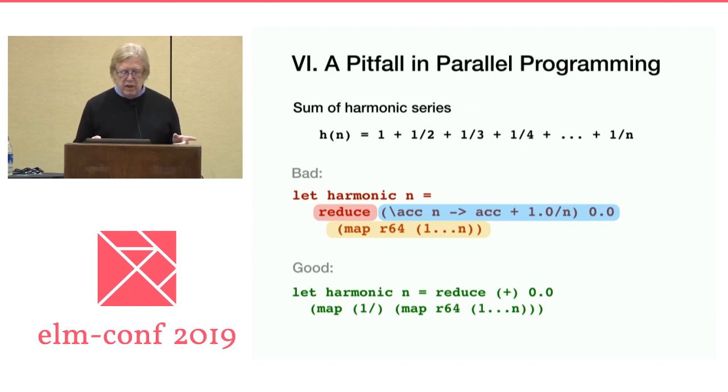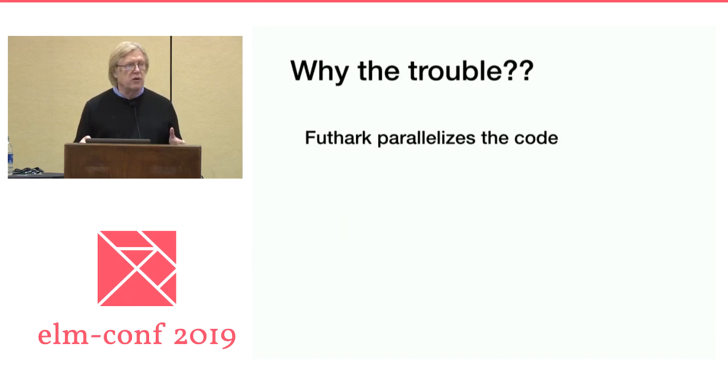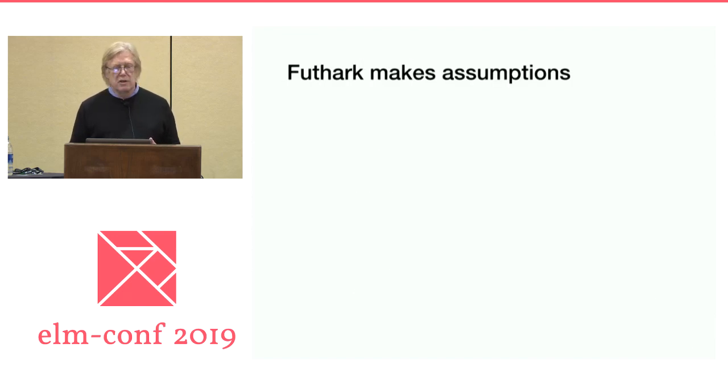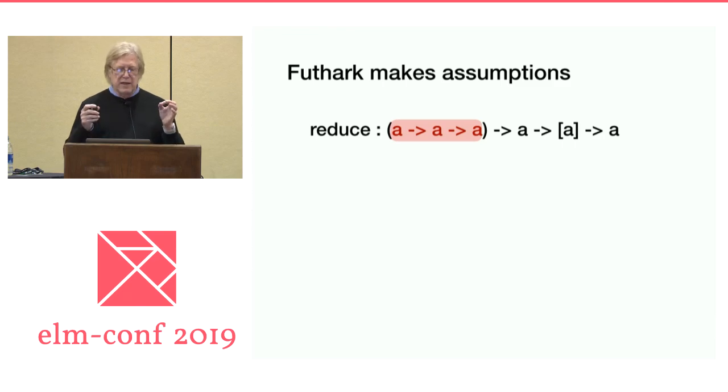And so it's a little bit different. You also are going to map a function over that list of integers. It's the reciprocal function. And then you use reduce plus to add them all up. Equivalent, but it turns out it's different in this case. The reason that it's different is that Futhark, when it parallelizes the code, it rearranges it, it transforms it, makes it run fast, but it also makes certain assumptions. And one of the assumptions is this. The type signature for reduce in Futhark looks like what I've displayed there. The key thing is the reduce function, the reducer, which is the code highlighted in light red. Unlike Elm, that is not A goes to B, but it has to be A goes to A goes to A.